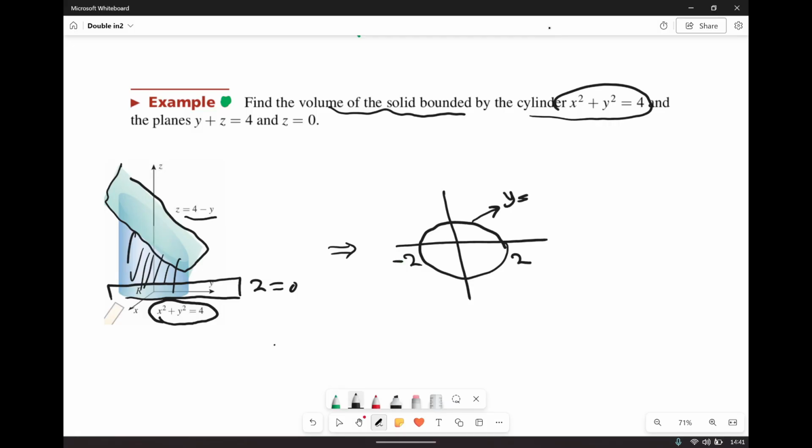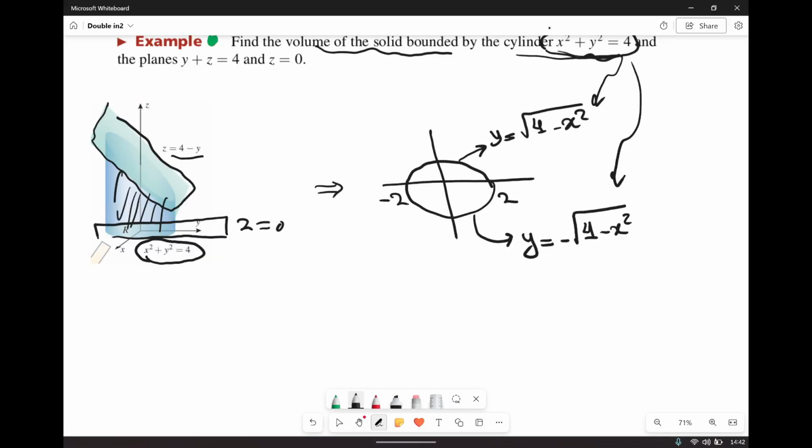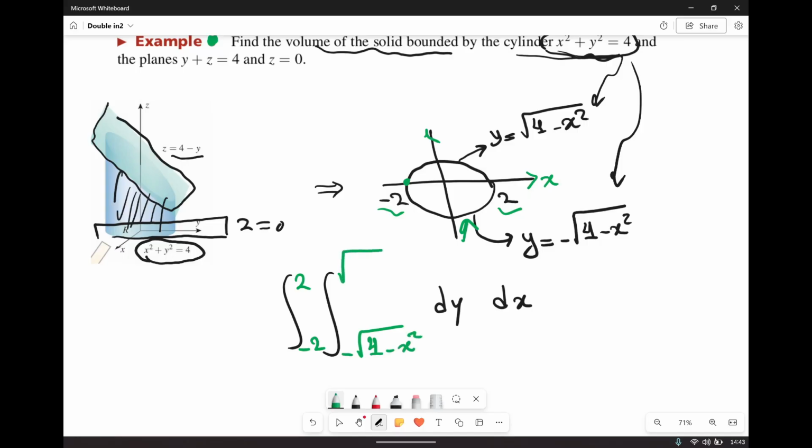This formula is y equals radical 4 minus x squared, and another one, exactly the same but with a minus. Yes, that is the function form of this equation. But we must now write the boundaries for the double integral. Of course, the interior integration is with respect to y, and the other one with respect to x. As you know, x is between minus 2 and 2, and y is between minus radical 4 minus x squared and the positive side.